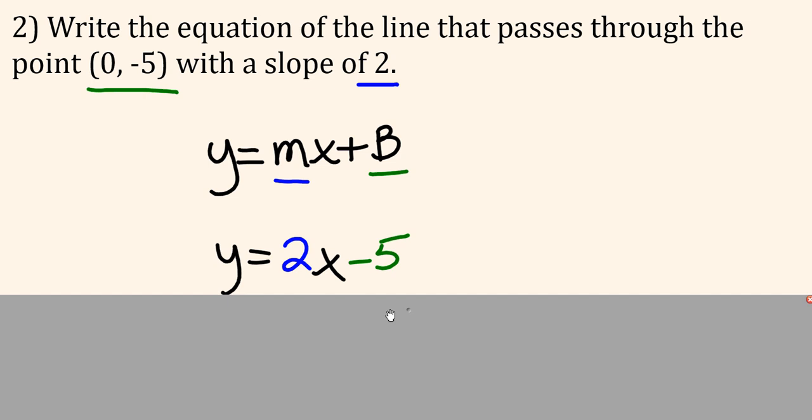Now you could write this in point slope format, but when you simplify, you'll end up getting approximately the same thing. You would have y plus 5 equals 2 times the quantity of x. So if you just subtracted the 5, you would end up here as well. But again, I would suggest if you're given the y-intercept and the slope, go straight to slope-intercept form.